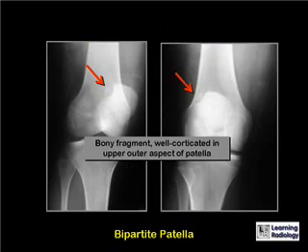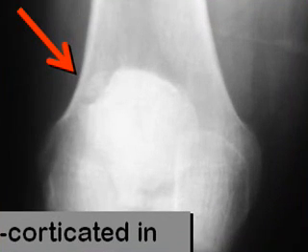This is an example of a bipartite patella. You can see that the bony fragment is well corticated, it's smooth, and it occurs in the upper outer aspect of the patella.